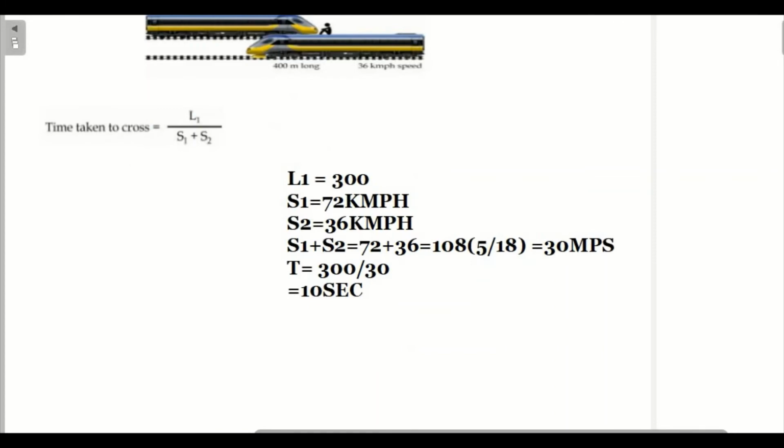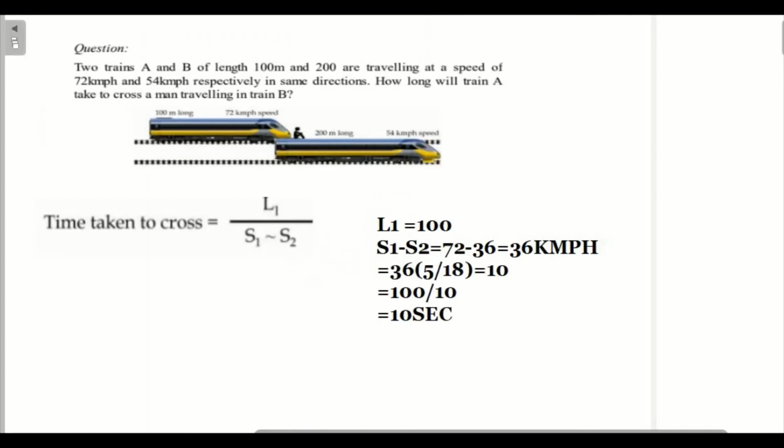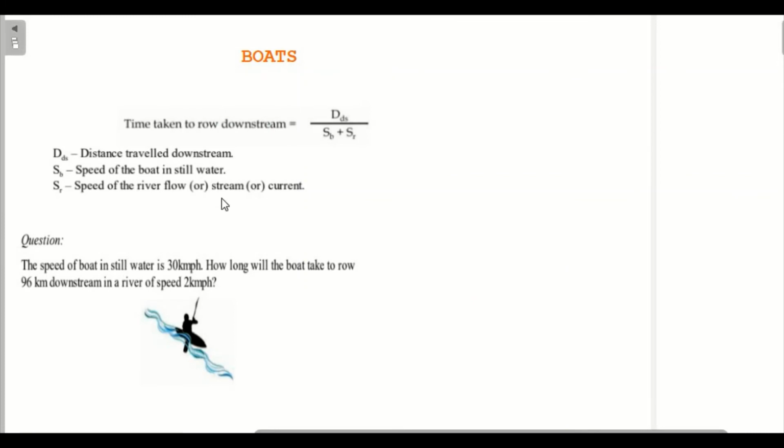So we'll go for the next sum. As I said earlier, for opposite direction, we have to add the speeds. For same direction, we have to subtract the speeds. We'll go for the next sum, that is stream. So we have the stream problem, here for downward stream, not the upward stream, once we are going in the downward direction.